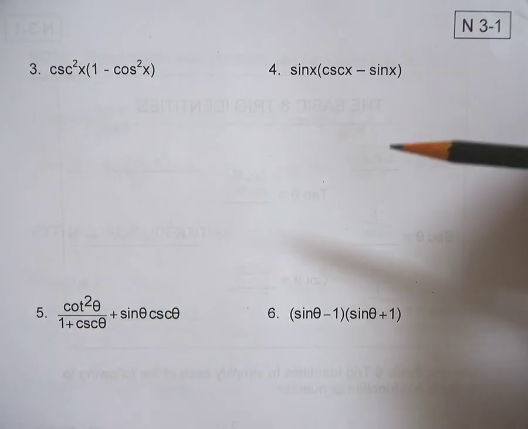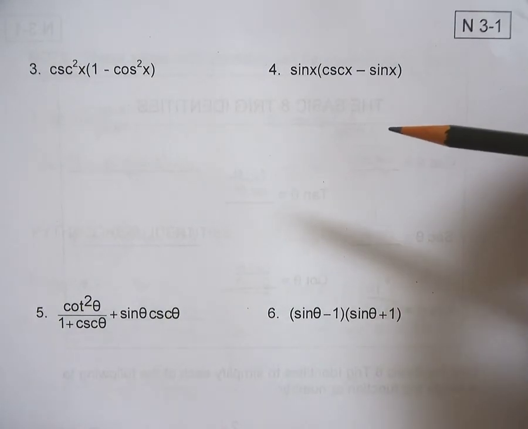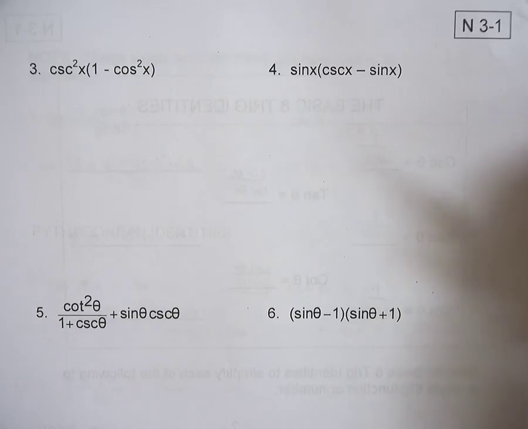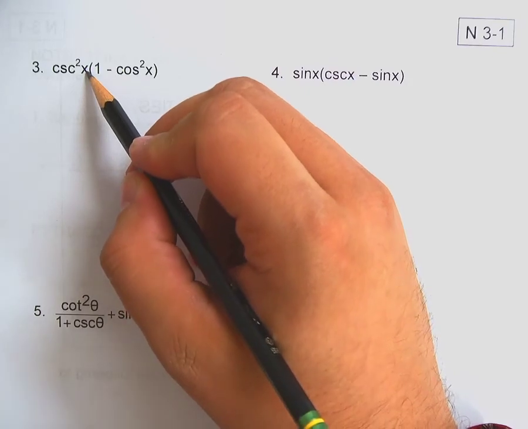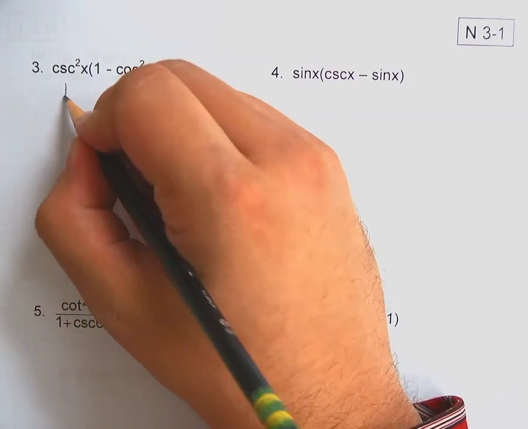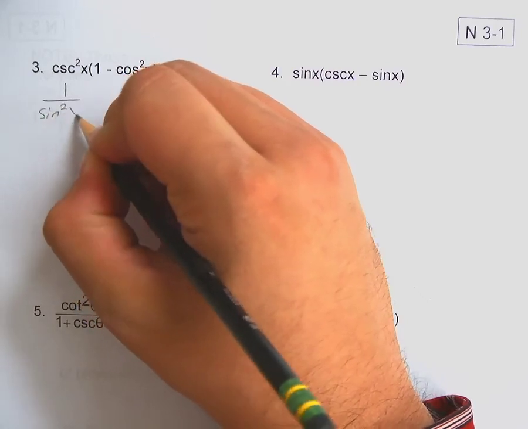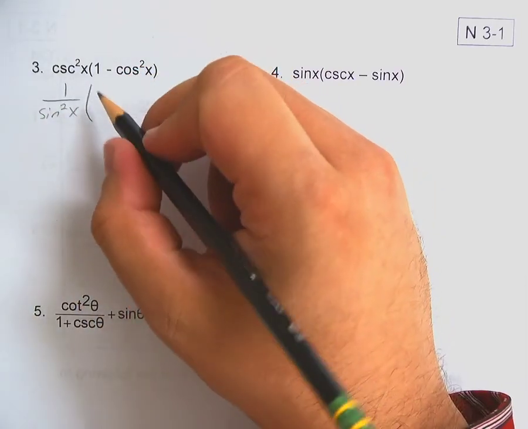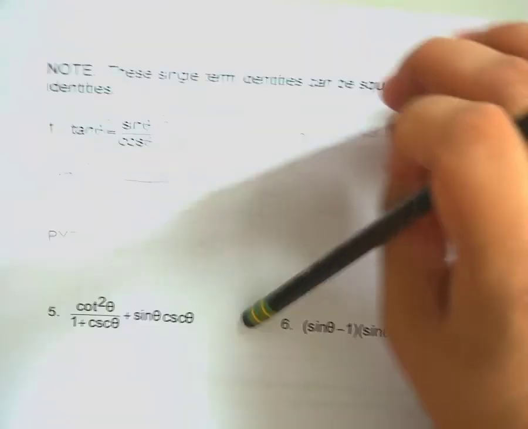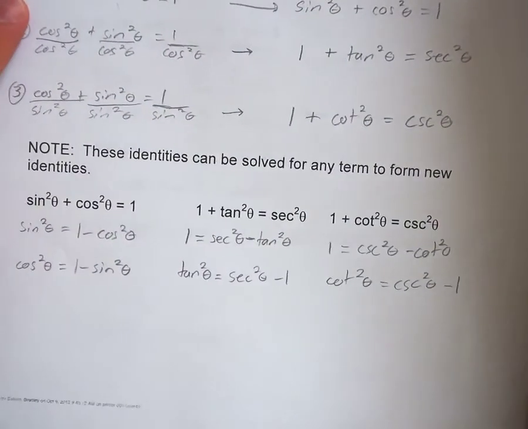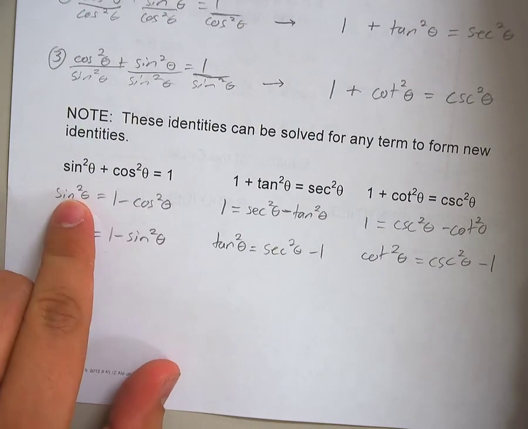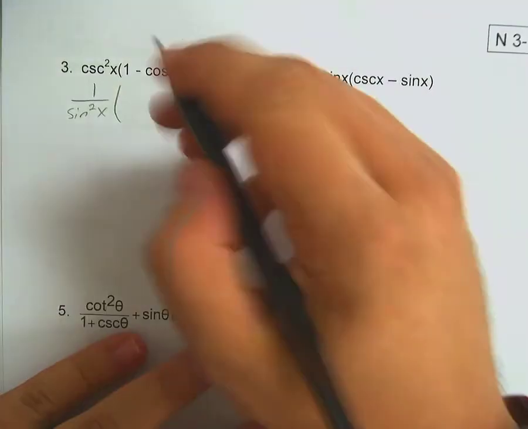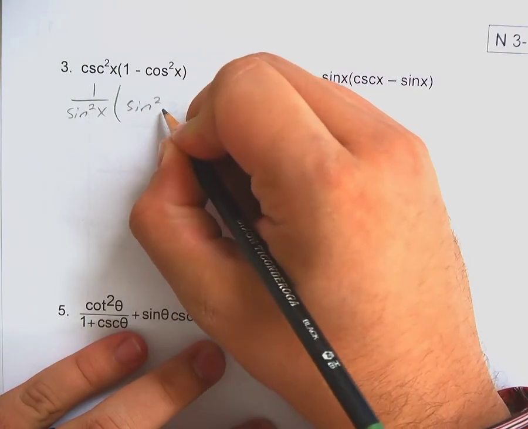Cosecant squared x, 1 minus cosine squared x. See what kind of damage we can do here. Look at them individually. Cosecant squared x. Well, I could change that to 1 over sine pretty easy. So see what happens if we do that. 1 over sine squared x. And 1 minus cosine squared. Well, hang on a second. I did something about that back over here. 1 minus cosine squared was sine squared, wasn't it? So couldn't I just come over here and write sine squared x?